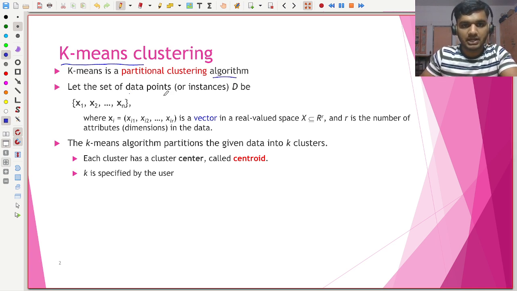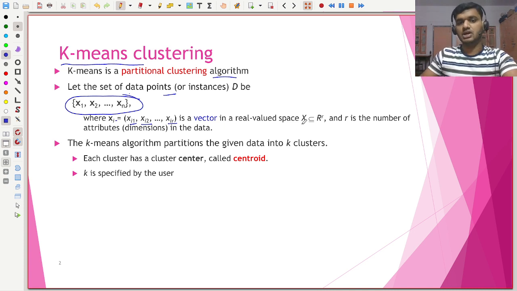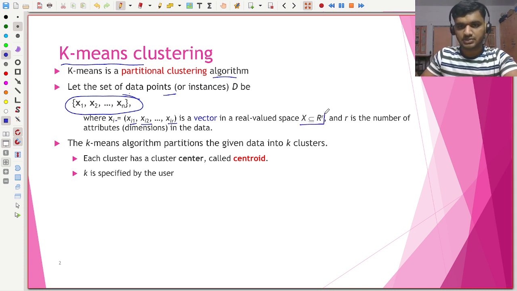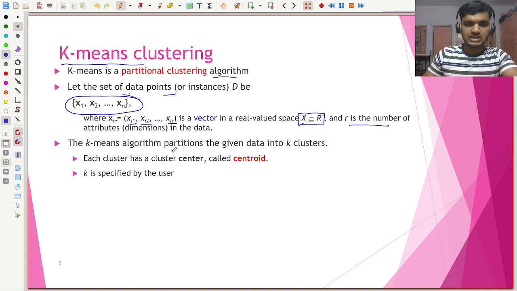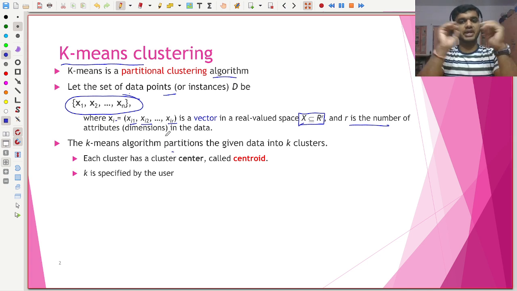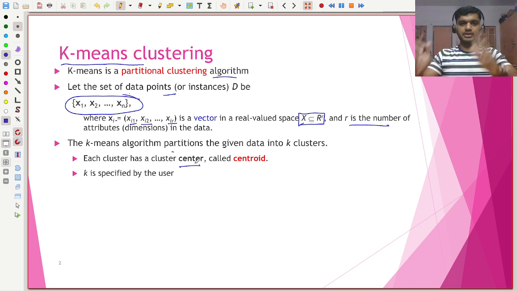Let the set of data points or instances D be the features x1 to xn, where xi equals (xi1, xi2, ..., xir) is a real-valued vector, that is, x belongs to R to the power r, and r is the number of attribute dimensions in the data. Here the k-means algorithm partitions the given data into k clusters. Each cluster has a cluster center, that is, a centroid.